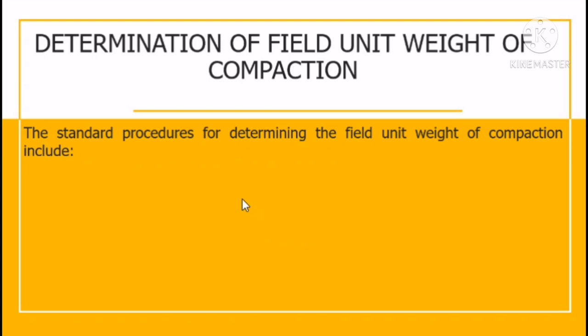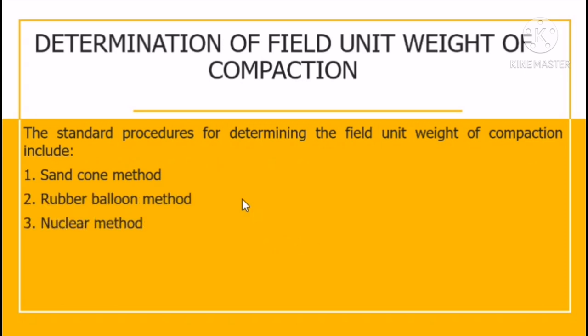So sa field naman, merong three methods. And the standard procedures for determining the field unit weight of compaction include, number one, sand cone method, two, rubber balloon method, and three, nuclear method. So again, class, why are we going to get this field unit weight of compaction? So, di ba, again, para makuha natin yung relative compaction is equal to dry unit weight at the field over the maximum dry unit weight at the laboratory. So, ang nakukuha pa lang natin is yung maximum dry unit weight sa laboratory using standard Proctor test and the modified Proctor test, either of the two.